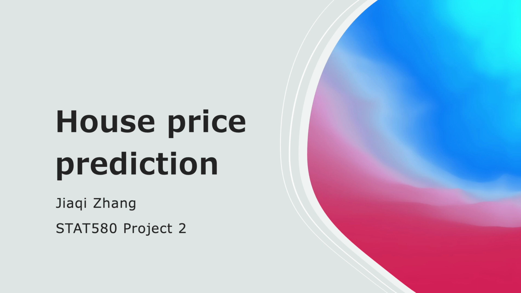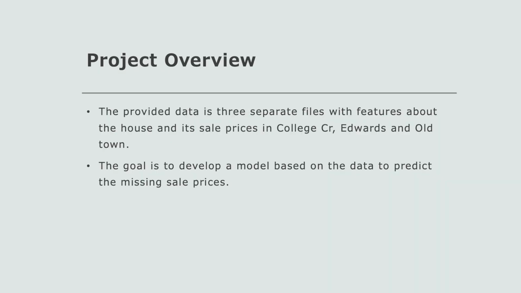Today I would like to present my Project 2 on house pricing prediction. First off, to get an overview of the project, we're provided data in 3 separate files with features about the house and its sales prices in College Circle, Edwards, and Old Town. So the goal for this project was to develop a model based on the data to predict the missing sale prices.